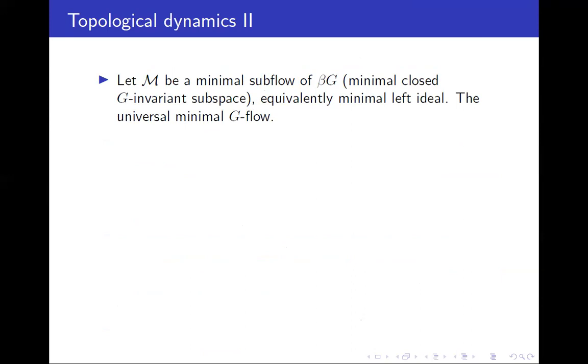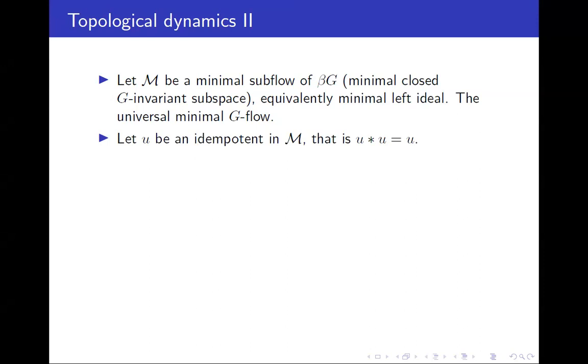That's a subflow. Subflow means closed invariant subspace under action of G. Minimal means minimal, smallest. And it's the same thing as a minimal left ideal, which means with respect to this star operation. So it's a subset which is an ideal, it's closed on the left by this multiplication operation. And this actually is the universal minimal G-flow, which is another basic object attached to an abstract group.